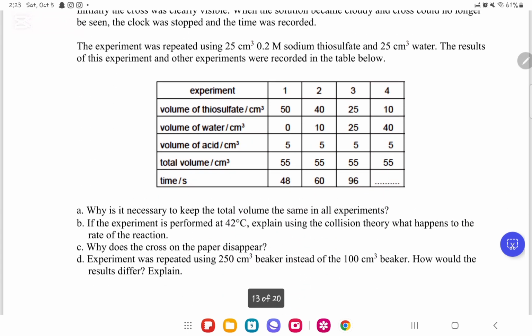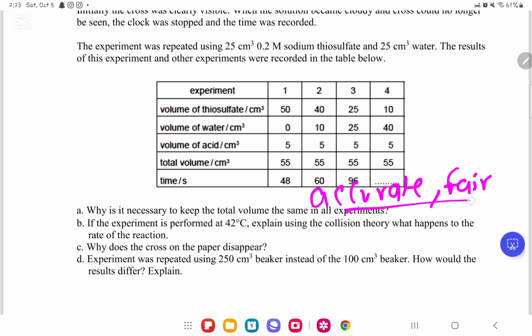Why is it necessary to keep the total volume the same in all experiments? It is for an accurate and a fair experiment. Alright, for an accurate and fair experiment, or to compare them accurately and fairly.